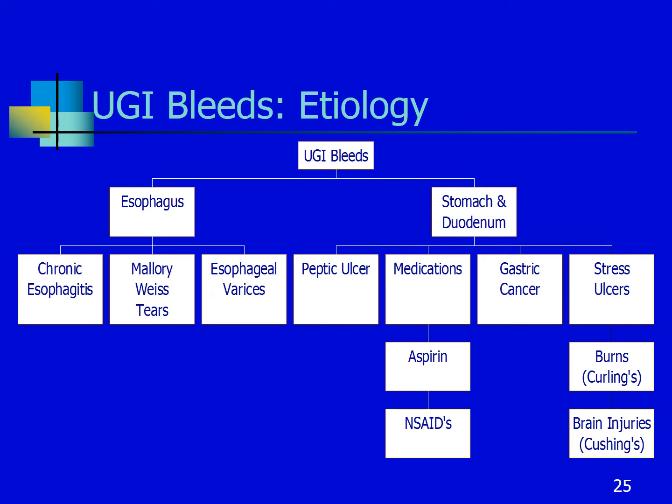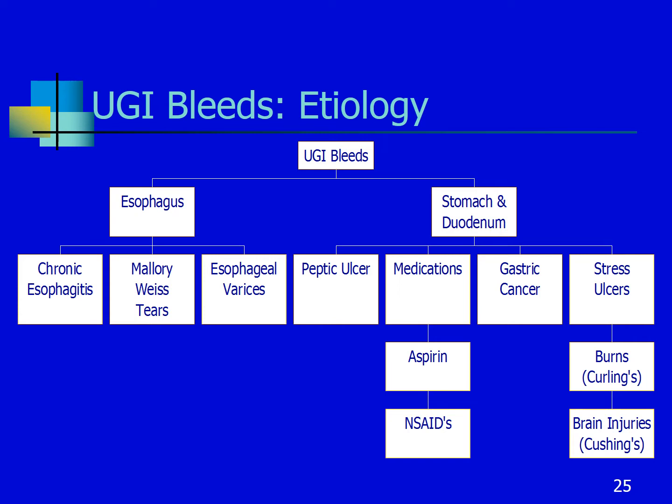All right, so this is the etiology of upper GI bleed. We want to pay attention that GI bleed can happen in the esophagus, upper GI, or the stomach, or the duodenum. The bleeds that are in the stomach or duodenum are due to these different causes: peptic ulcer, the medication that the patient is taking. You've heard of aspirin and NSAIDs. It could be caused by gastric cancer or stress ulcer, right?